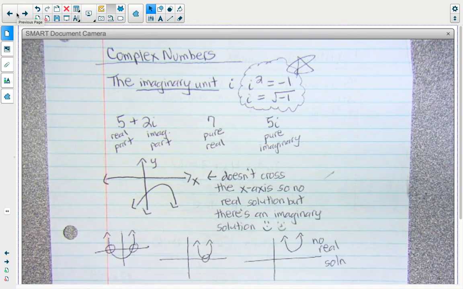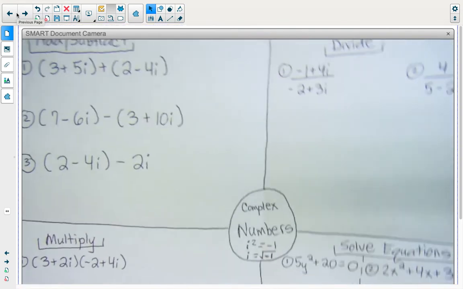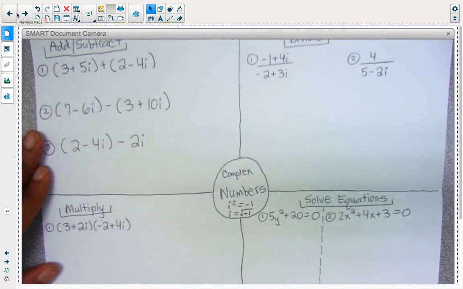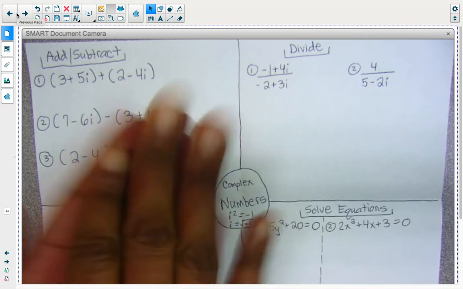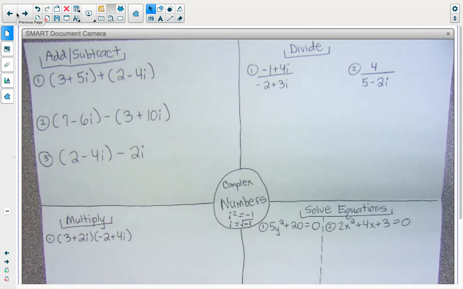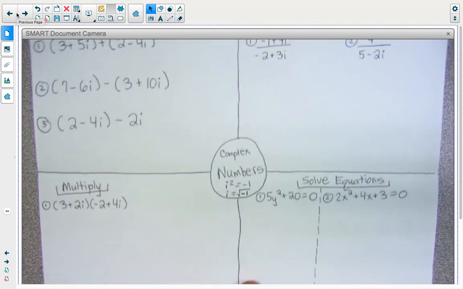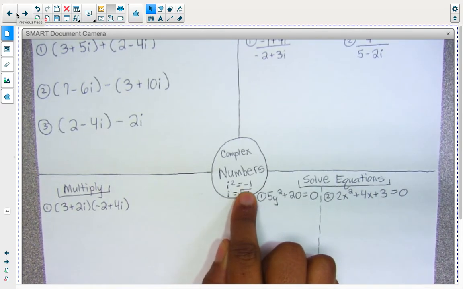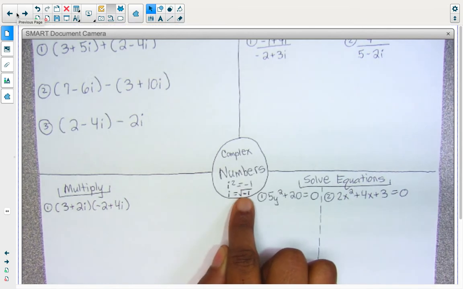I want you to take a sheet of paper, and we're going to make a foldable. I want you to divide it into 4 different sections, like I have here. I folded it hamburger and hot dog, so I folded it 4 different ways. Put a little circle in the middle for complex numbers. I wrote our definition: i squared equals -1 and i equals the square root of -1.